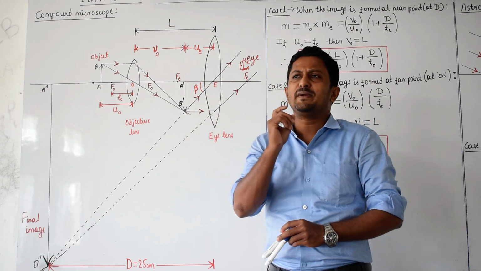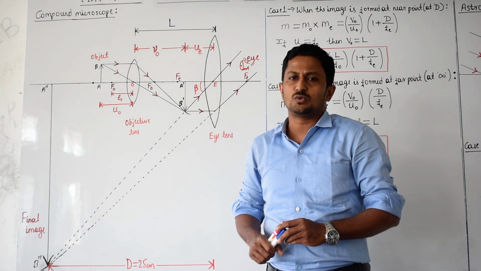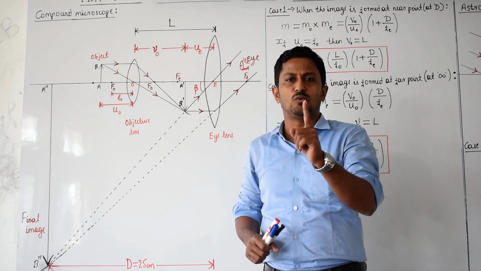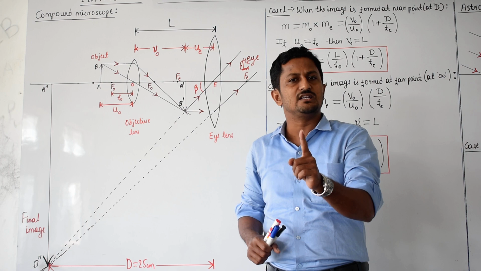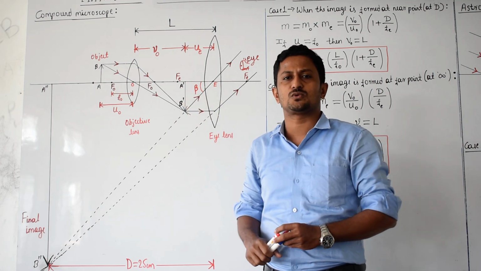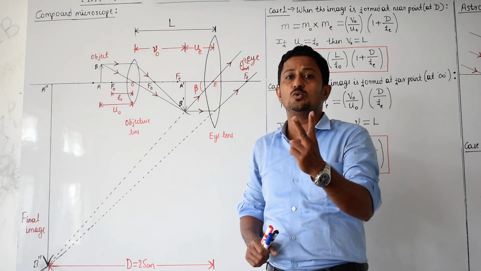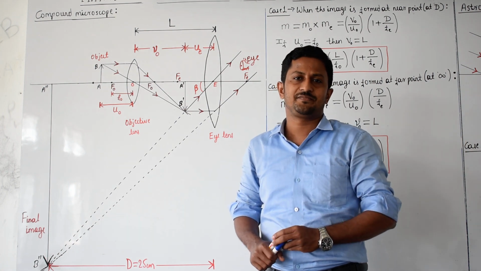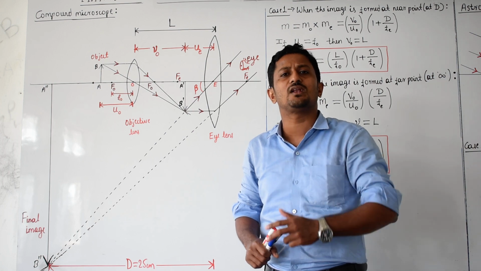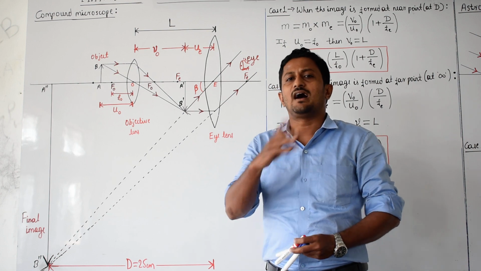See, the main difference between a simple microscope and a compound microscope is that a simple microscope has only one single biconvex lens. But this compound microscope consists of two biconvex lenses. One we call the objective lens and the other one we call the eye lens.